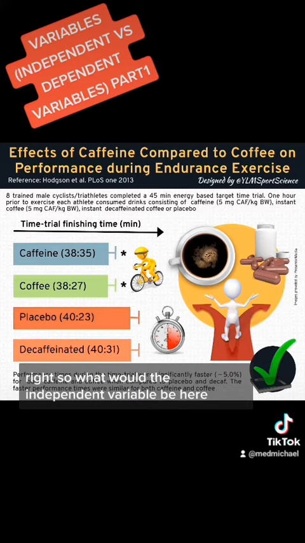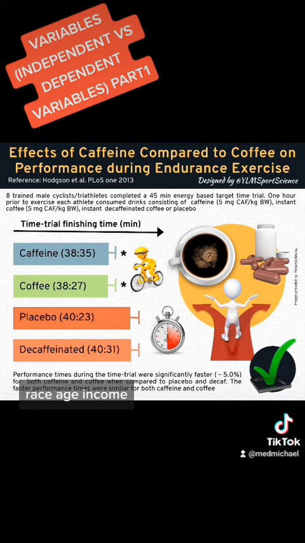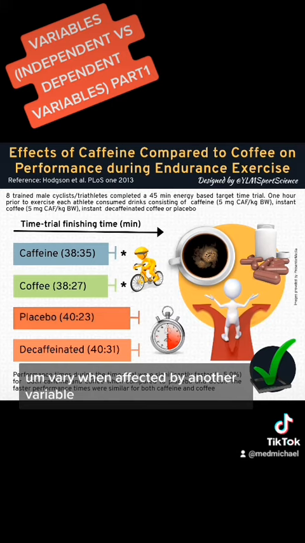So what would the independent variable be here? Remember that an independent variable is a variable whose variation does not depend on that of another. So this is going to be things like gender, race, age, income. They don't really vary when affected by another variable. So these are going to be your independent variables.